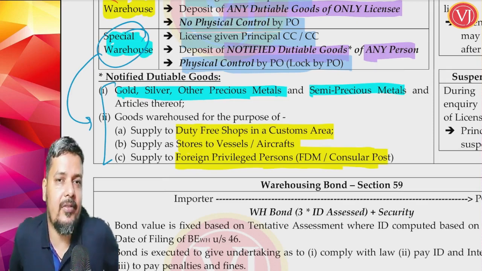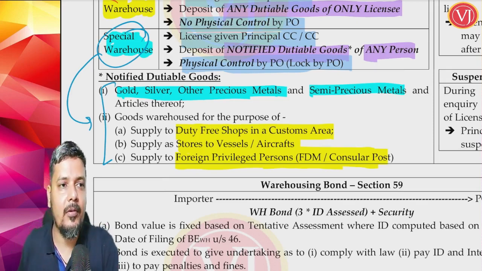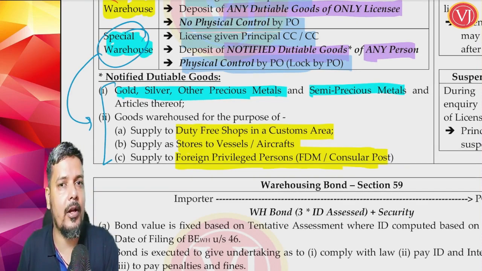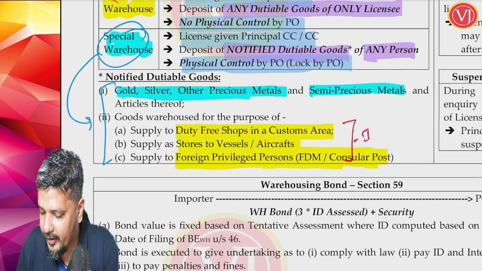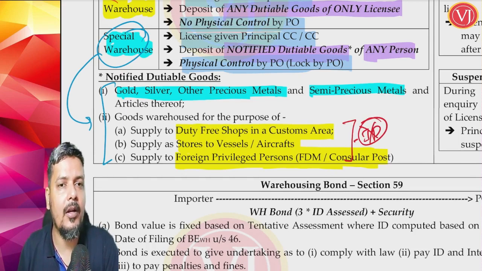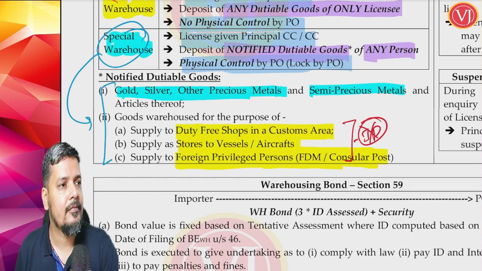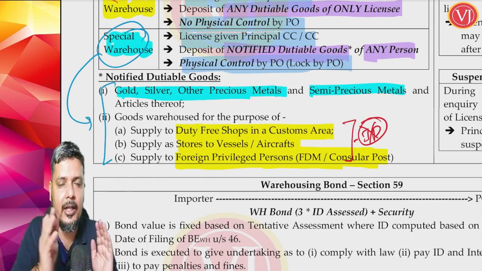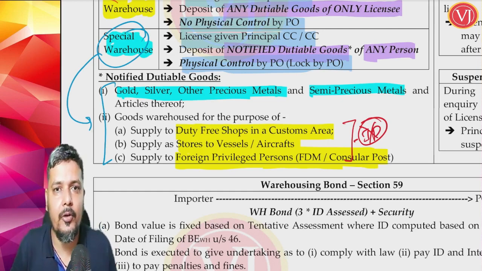Understand that in all these three cases, when the goods are at a duty-free shop, or when the goods are to be supplied as stores to foreign going vessel or aircraft, or when the goods are to be supplied to foreign privileged persons, that is foreign diplomatic mission and consular post, they don't want import duty. They'll tell that, okay, we understand your special purpose. You are going to keep these goods for selling in duty-free shops.